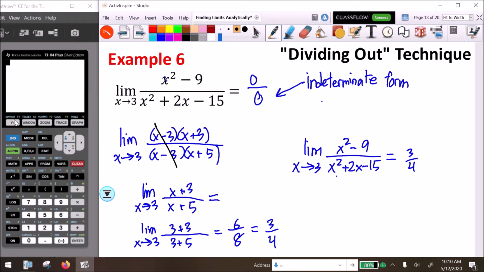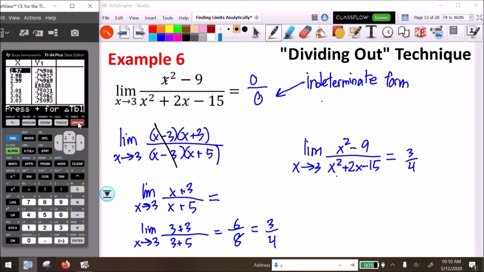We could verify that with our calculator. I'm just going to do that real quick. So this is x squared plus 2x minus 15. We're going to approach 3 from both sides. We can see that this is getting pretty close to 0.75 from the left side, and it's approaching 0.75 from the right side. So we just verified our work is correct. So it is approaching 3/4.